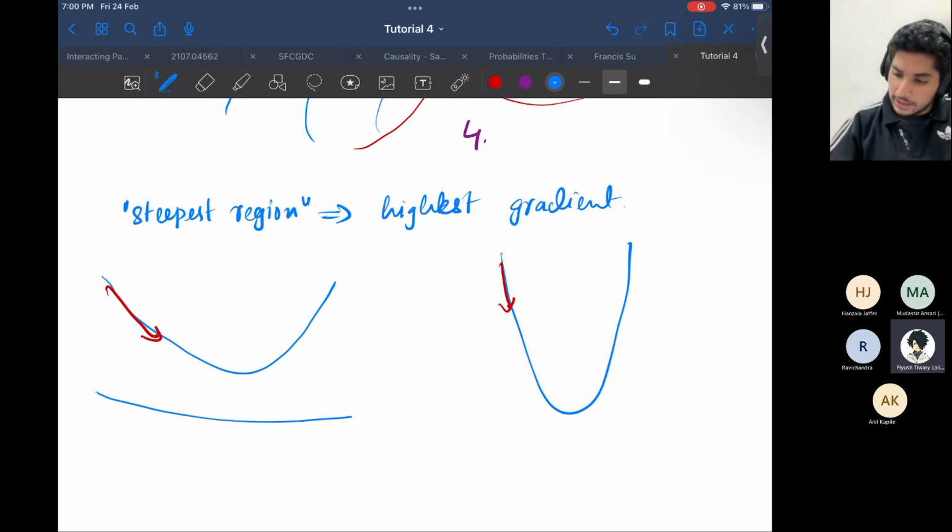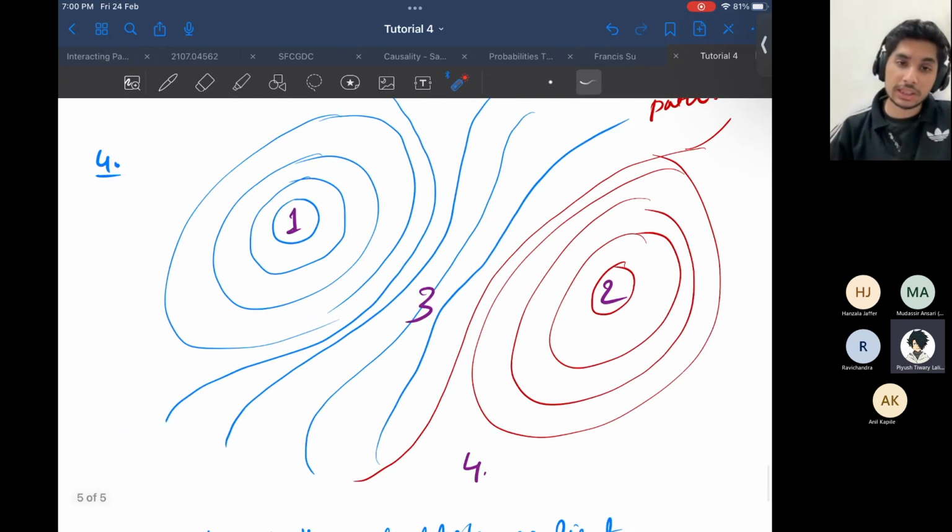Okay, if I am here, if I move a little bit, my change in value is not that high. My change in value is very little. However, here if I move a little, my change in value is very high. So this is how I can use this curve to judge which is the steepest region.